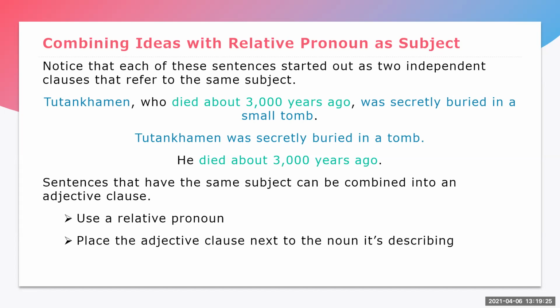So once you've identified that you can combine 2 sentences with an adjective clause, you can replace the subject pronoun he with the relative pronoun who, and now you have the adjective clause who died about 3,000 years ago. Next, you want to place this adjective clause right after the noun that it is referring to, in this case, Tutankhamun. And then finally, you want to add commas before the adjective clause and after the adjective clause.